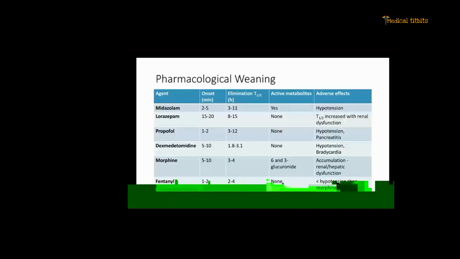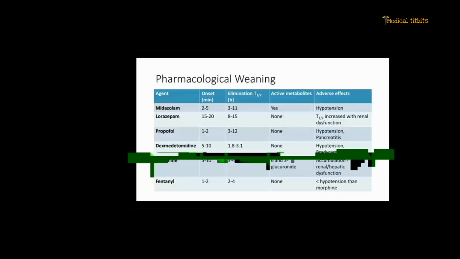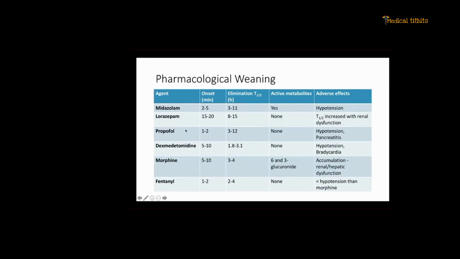Along with the weaning, you need to be vigilant about what sedation and analgesia is going on. You should be familiar with the common drugs used for sedation and analgesia in the ICU. You should be familiar with the elimination half-life, whether it is affected by renal or liver dysfunction, and is there any possibility of active metabolites accumulating? That also you need to consider before deciding finally on extubation.